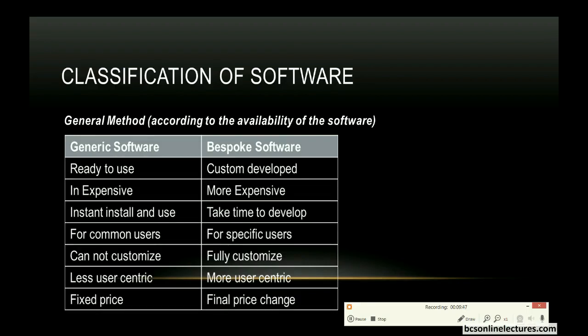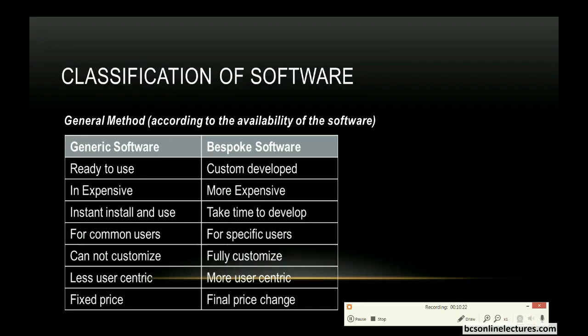Generic software you can instantly install and use. For example, WhatsApp you can just download, install and straight away use. But bespoke software you need to wait until the software is developed to use it. Generic software created for the general public, whereas the bespoke software developed for specific users or organization.